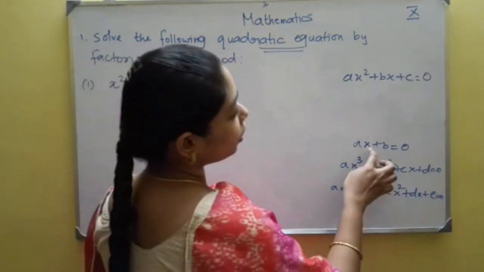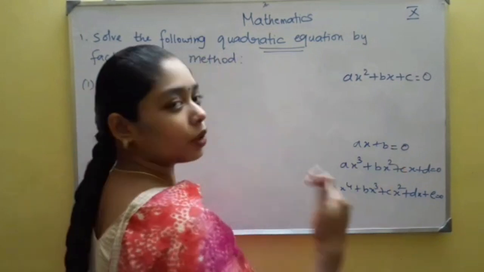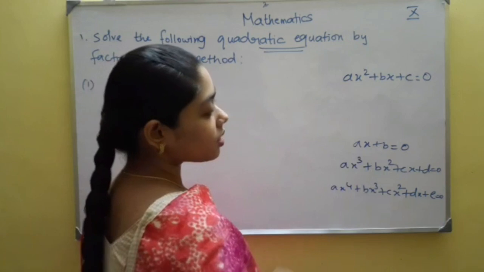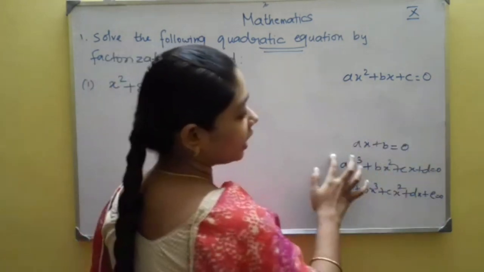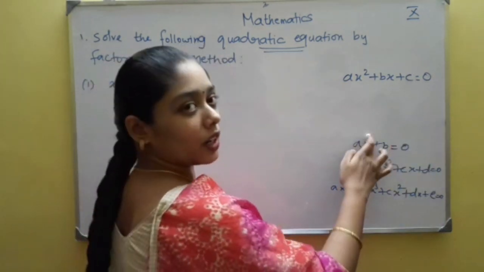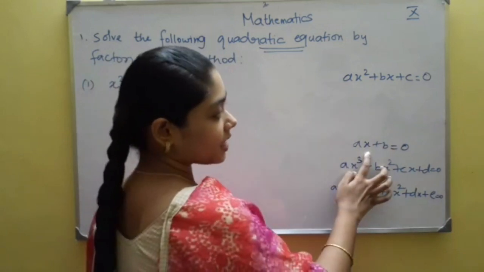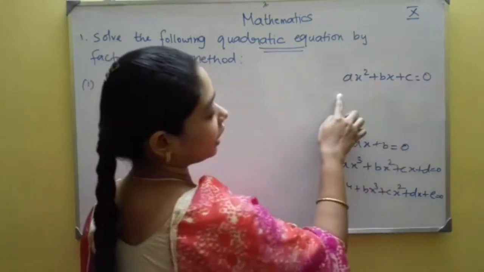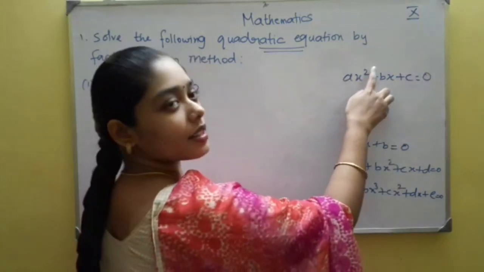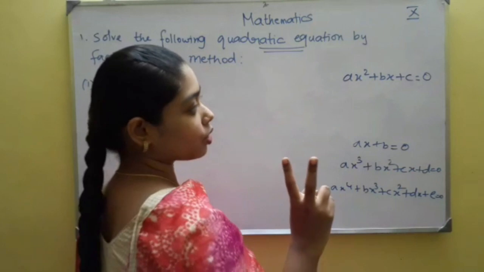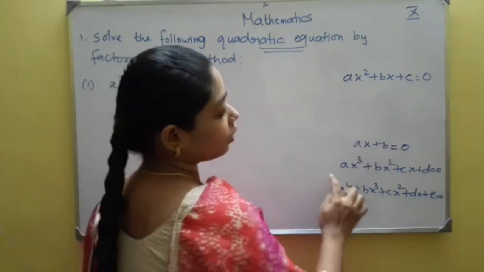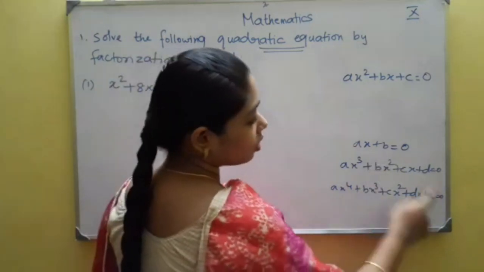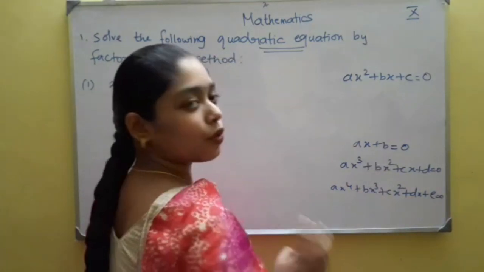So depending upon the highest power of the variable, you can easily identify the number of solutions for such equations. This is a linear equation. The highest power of the variable x is 1, so it has only one solution. This is a quadratic equation. The highest power of the variable here is 2, so it has two solutions. You will get two x values here. This is a cubic equation, it gets 3 x values as solutions. This is a biquadratic equation, it will get 4 solutions.